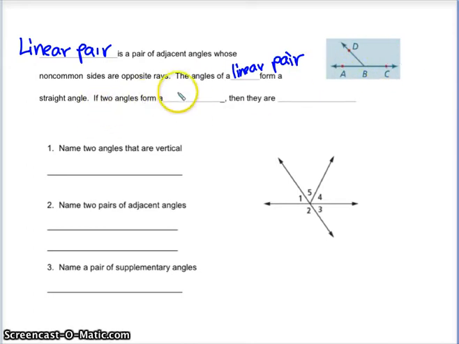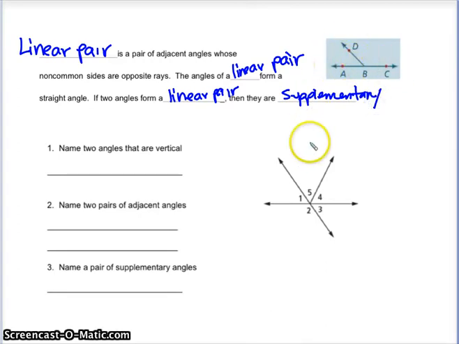And if the two angles form a linear pair, then they are supplementary, meaning their measures add up to be 180 degrees. So again, a linear pair is two angles that form a line with their non-common sides, and they are supplementary. Okay, let's practice a little bit.